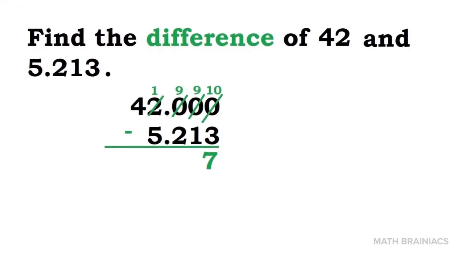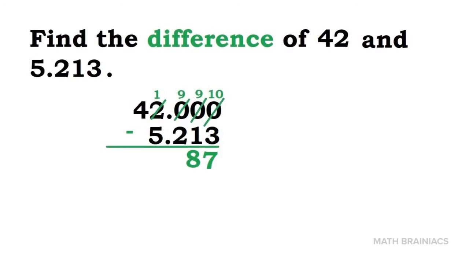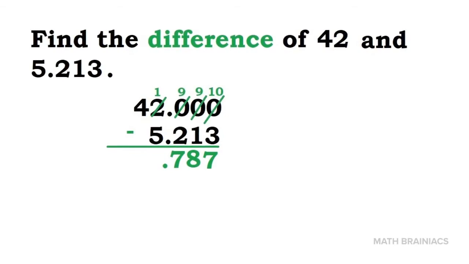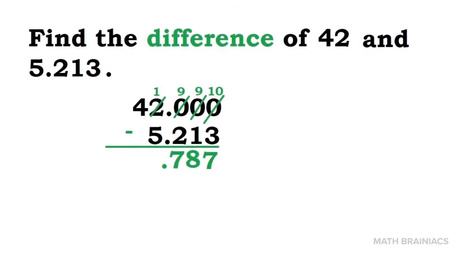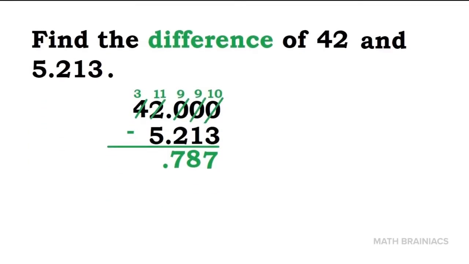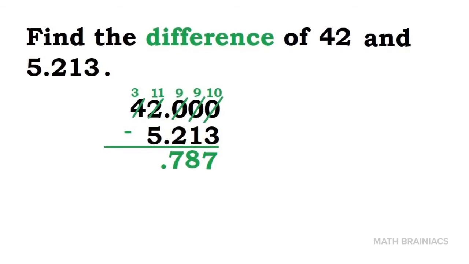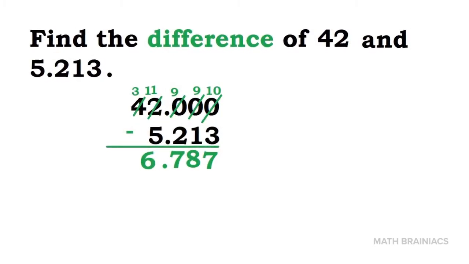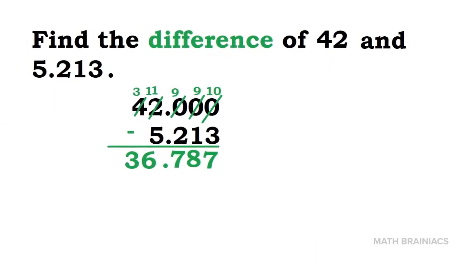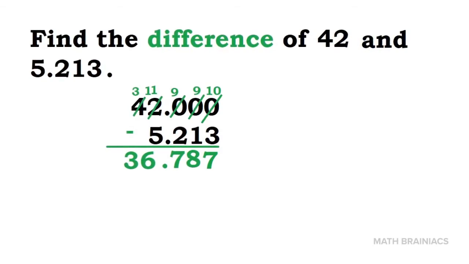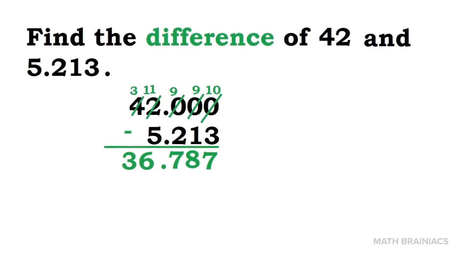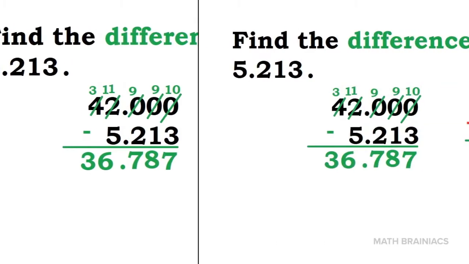Accordingly, 10 minus 3 will give us 7. 9 minus 1 will give us 8. 9 minus 2 will give us 7. But we cannot subtract 5 from 1. Therefore, we're going to borrow 1 from the 4 and 1 will become 11, while 4 will become 3. Subsequently, 11 minus 5 will give us 6. Since we do not have subtrahend, we can bring down the minuend. And 42 minus 5.213 will give us 36.787.